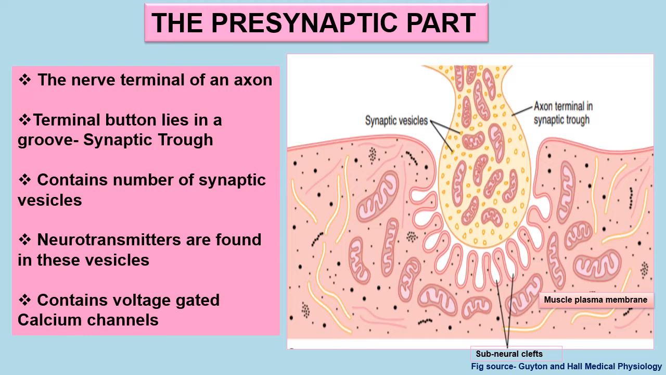Let us see the presynaptic part. It is the nerve terminal of an axon which arrives at the muscle. It forms a complex of branching nerve terminals that invaginate into the surface of the muscle fiber plasma membrane. The terminal button of the nerve fiber lies in a groove called the synaptic trough. They contain a number of synaptic vesicles where neurotransmitters are found. This terminal also contains voltage-gated calcium channels.